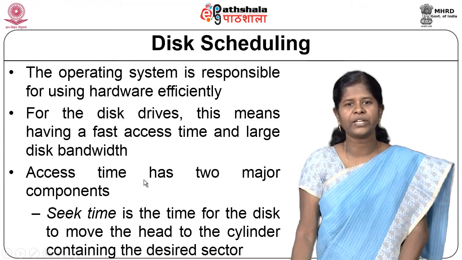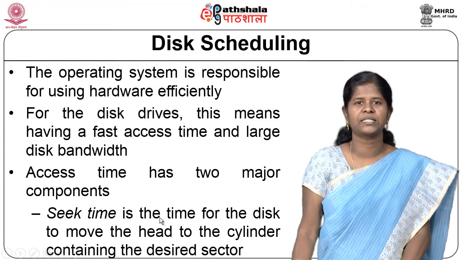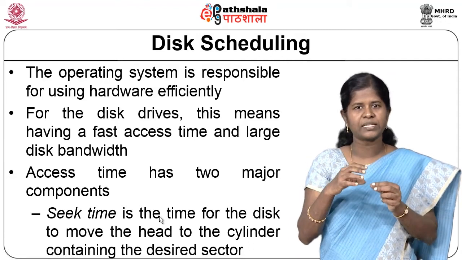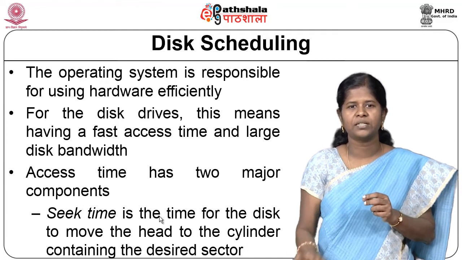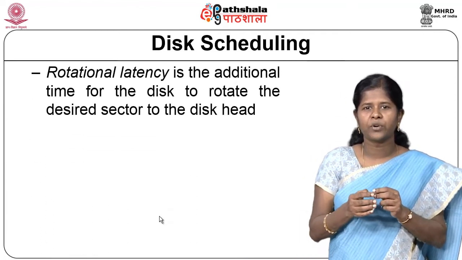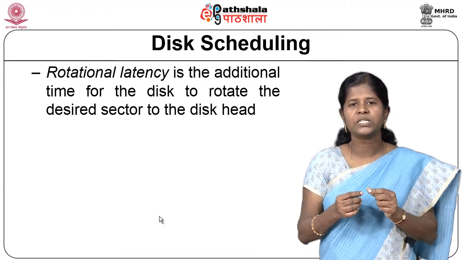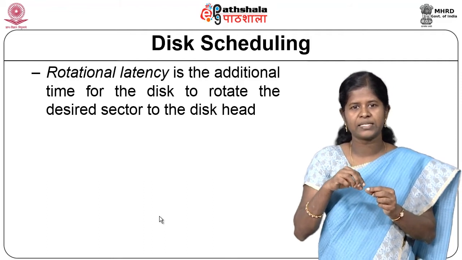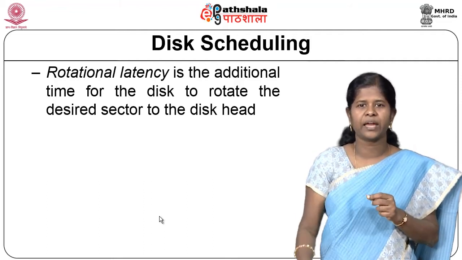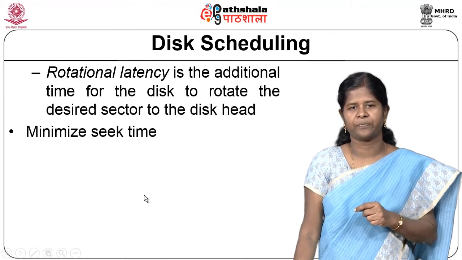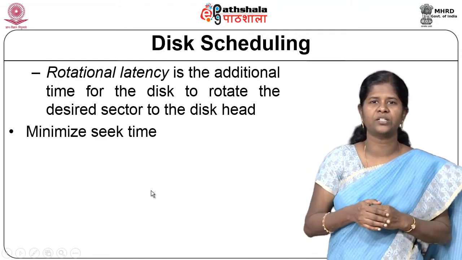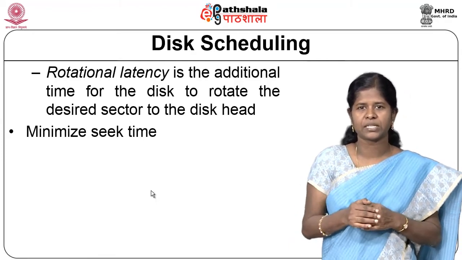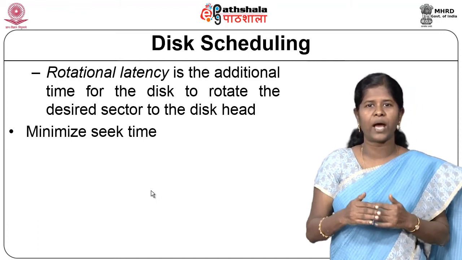The time needed for the head to move to the cylinder is the seek time, and once the head is on the appropriate cylinder, the disk has to be rotated so that the actual track is brought below the head. This is called rotational latency: the time needed for the disk to rotate the desired sector under the disk head. So, what we need to do is minimize the seek time. Whenever you try to access contents from the disk, the seek time should be as low as possible.